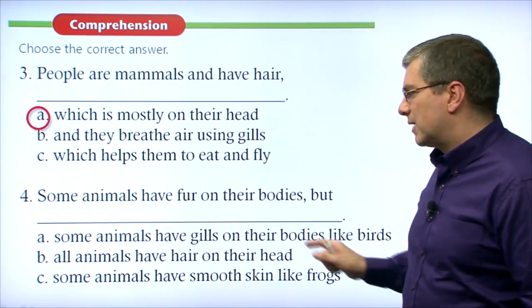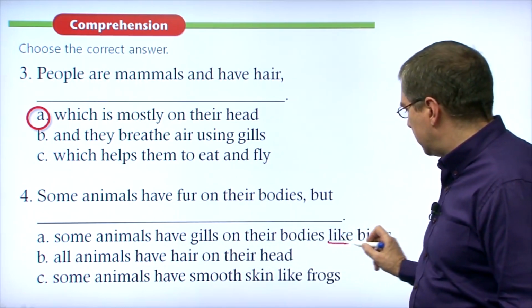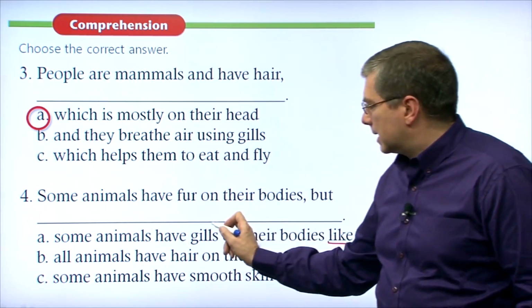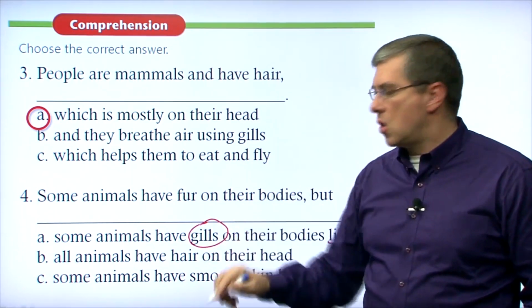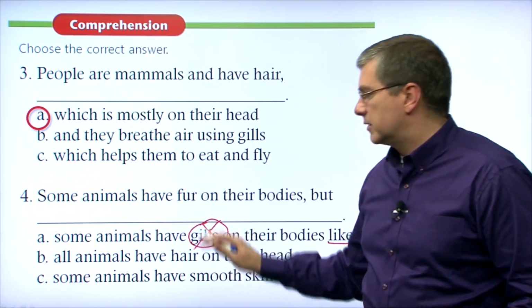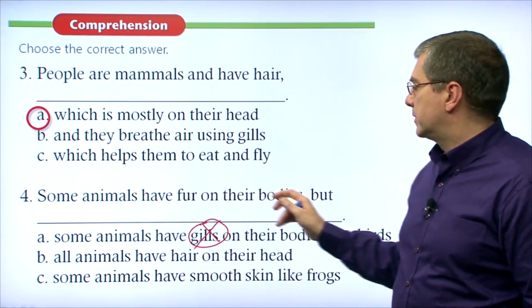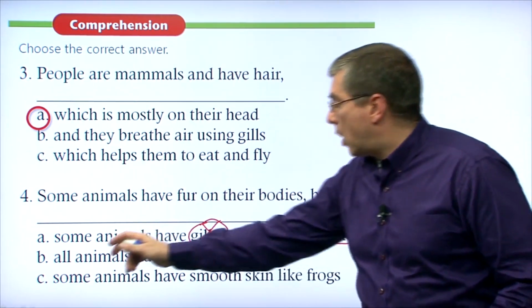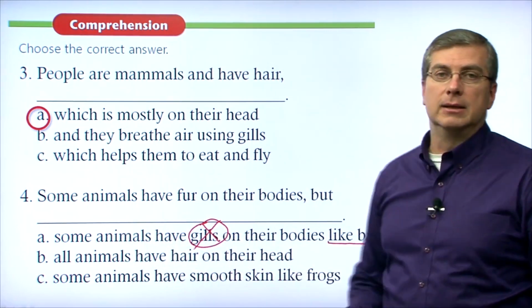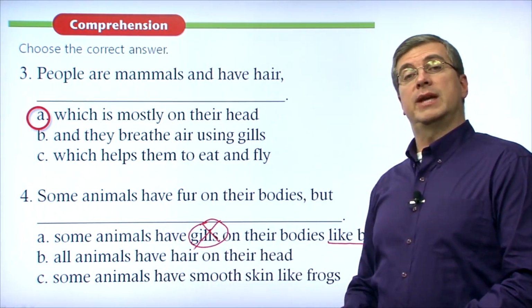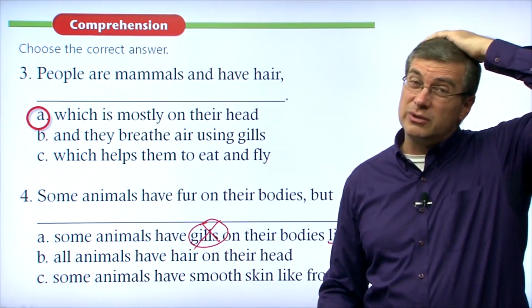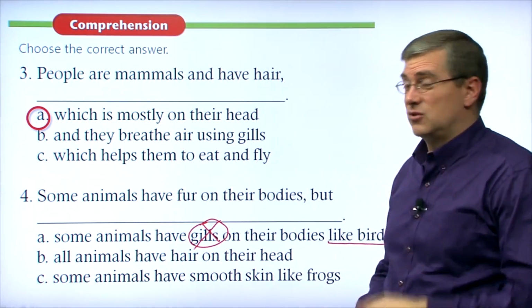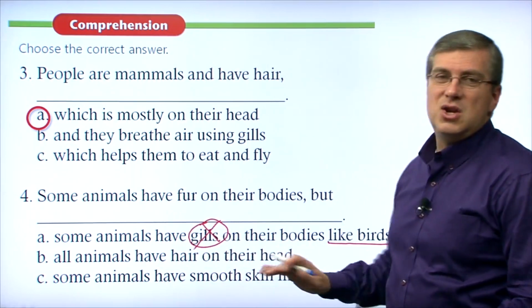Do birds have gills? So if you say like birds, okay, that's incorrect. Birds do not have gills. No, they do not have gills. So that's incorrect. Some animals have fur on their bodies, that's true, but all animals have hair on their head. Do all animals have hair on their head? Have you ever seen a shark swimming around with a head of hair? That would be really strange, wouldn't it? So that is not true. All animals have hair on their head? No, that's not true.